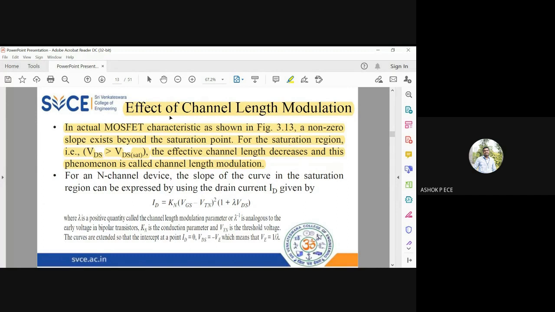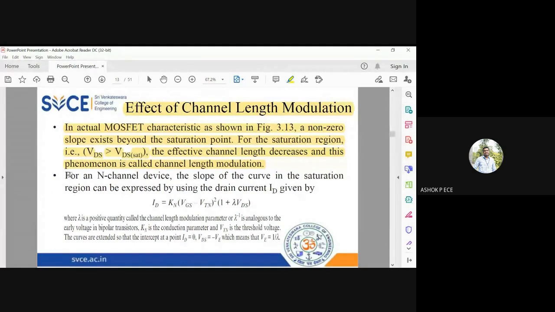Every term you study in electron devices has a name, and the name has a reason. You cannot just say it is channel length variation, or channel length difference. It is perfectly called channel length modulation because my channel length is varying with respect to the applied voltage.